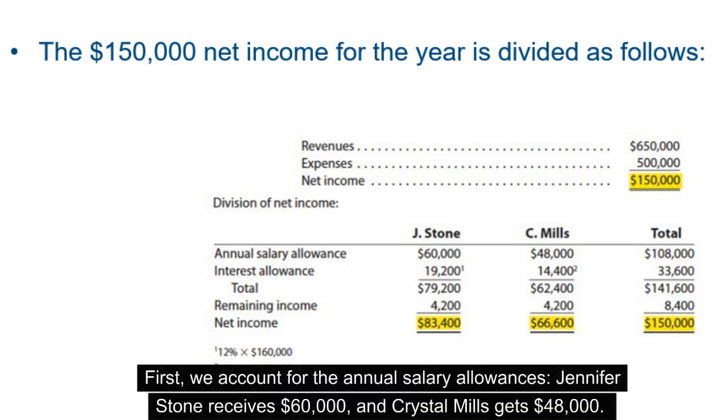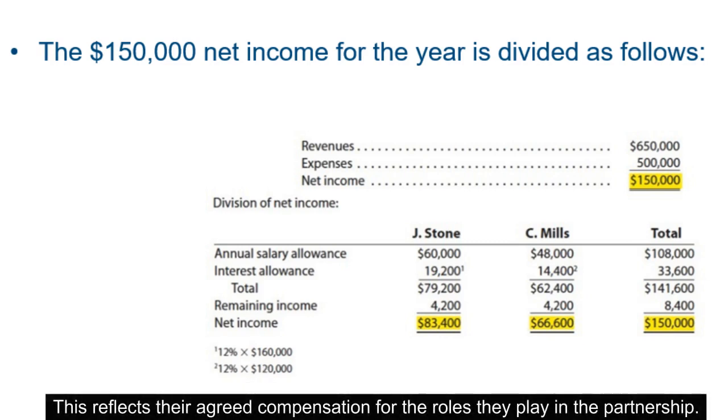First, we account for the annual salary allowances. Jennifer Stone receives $60,000, and Crystal Mills gets $48,000. This reflects their agreed compensation for the roles they play in the partnership.